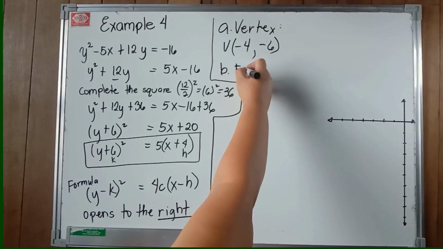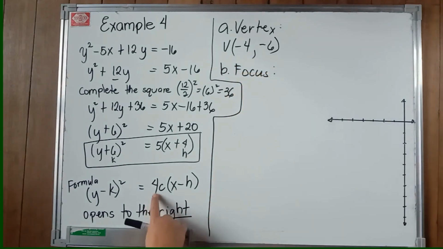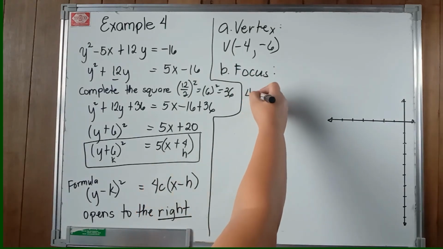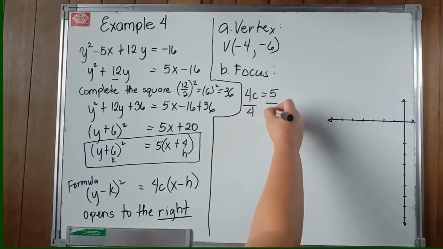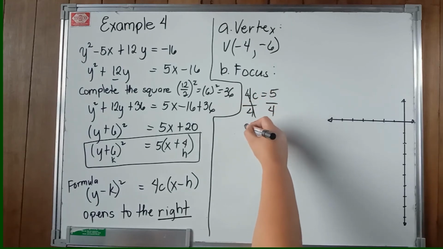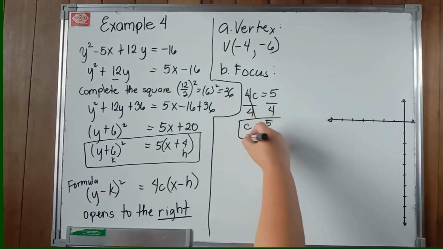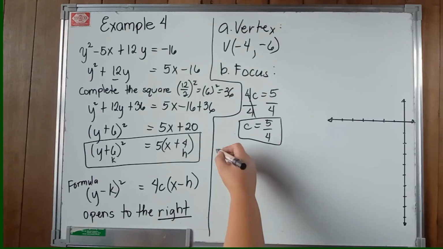Next is the focus. So to find the focus, we will equate 4c or the latus rectum to our latus rectum in our standard form. So 4c is equal to 5 divided by 4. So c is equal to 5 over 4. That is the distance from the vertex to the focus and to the directrix.